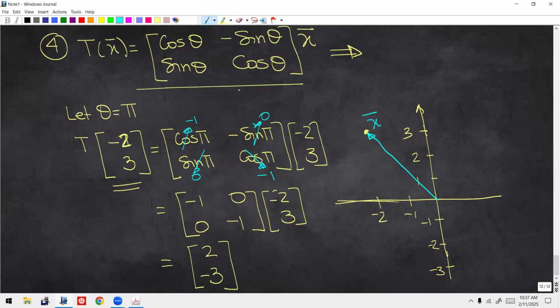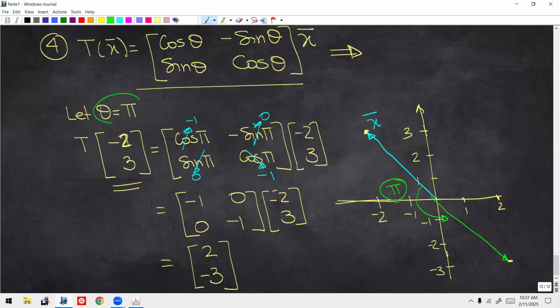What does this transformation do? When I multiply by this matrix, what does it do? It transforms that vector to 2, -3. Okay, oops, I forgot to put vector values here, 1, 2. So 2, -3. So that's this. So it transforms that vector to this vector. So what did it do? It basically rotated that vector by pi radians. Okay, so it rotated that vector by pi radians.